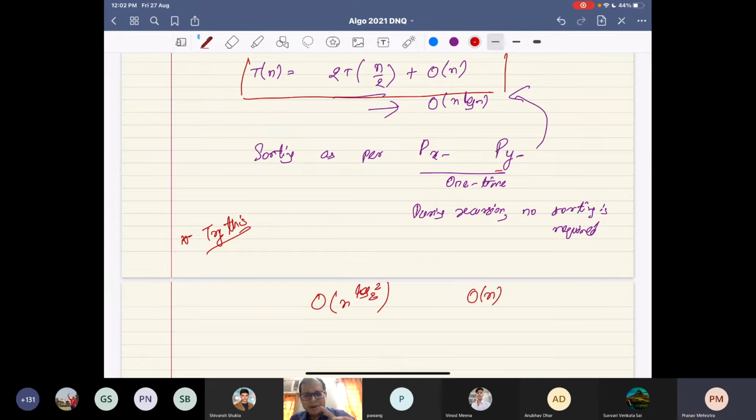But what was the constraint? This f(n), epsilon is 0. Yeah, this order n should have been order n to the power 1 minus epsilon. But this epsilon is 0. So you don't find that epsilon greater than 0 here. So you cannot apply master theorem. Okay, sir. Thank you. That's why I said merge sort will work.